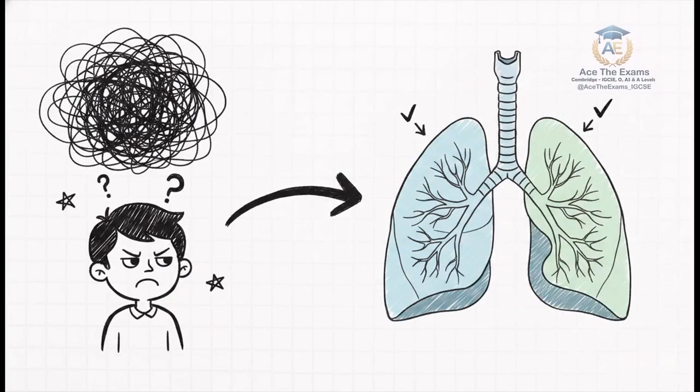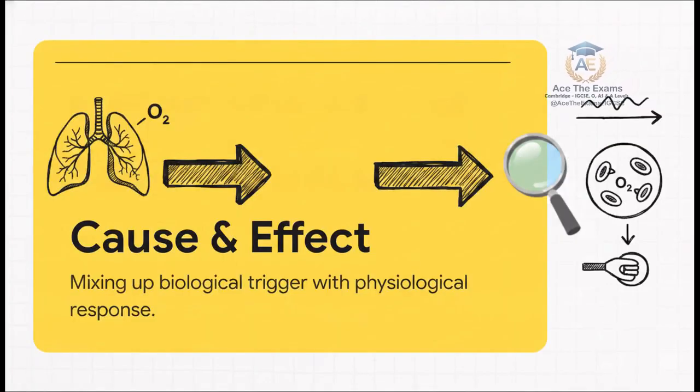Section 2. Mastering core biology principles. Okay, let's unpack a massive trap that so many people fall into: cause and effect confusion. Examiners explicitly report that students are constantly mixing up the biological trigger, the cause, with the physiological response, which is the effect. For example, confusing a change in partial pressure with the actual binding affinity of hemoglobin. You've got to clearly distinguish between these key terms, or your entire explanation just collapses.